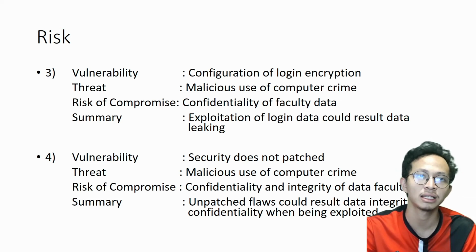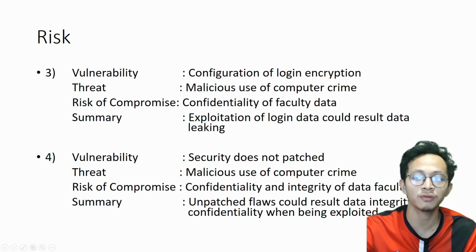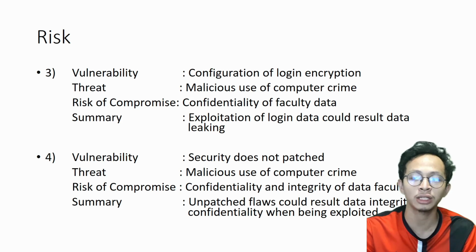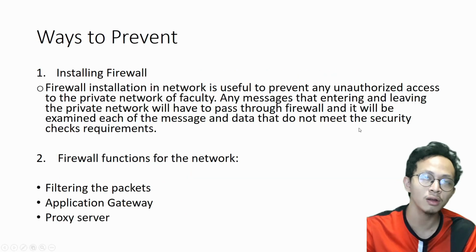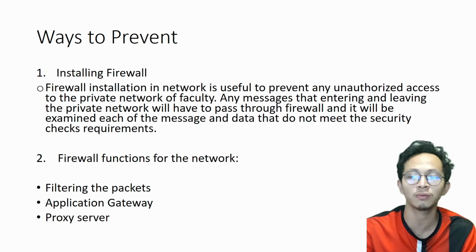The fourth risk, the vulnerability is that security is not being patched. The threat is malicious use of computer crime. The risk of compromise is the confidentiality and integrity of faculty data. For the summary, unpatched flaws of security applications could result in compromising the data integrity and confidentiality when being exploited by unknown users. Ways to prevent this: the first one is installing a firewall.